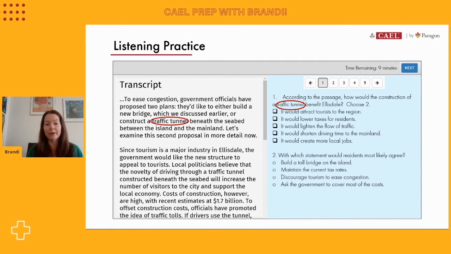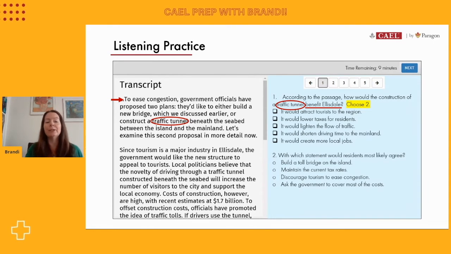So the first one was talking about a traffic tunnel and specifically how they benefit the city of Ellisdale. So we were on the lookout, or to listen, I guess, for 2 particular benefits here. So the speaker did mention the traffic tunnel after he introduced the lecture to the class itself. So if you look on the left-hand side at the transcript, that section where the traffic tunnel is first introduced, the first benefit's actually given to us right there. The speaker specifically said, to ease congestion, government officials have proposed 2 plans, and one of which is the traffic tunnel.